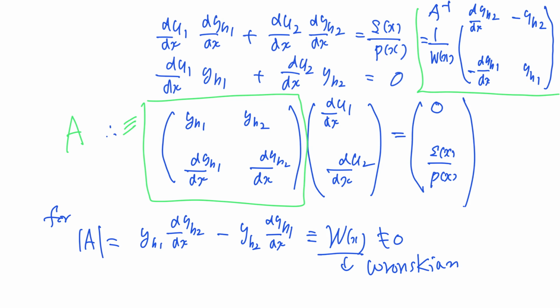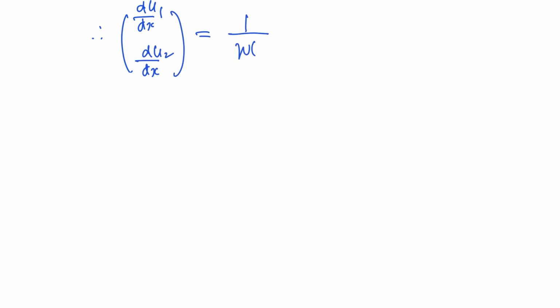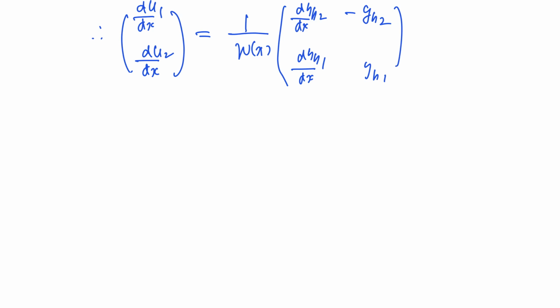Therefore, dx du1 dx du2 is Wronskian times dx dyh2 minus yh2 dx dyh1 yh1 and 0, Wronskian px over x. Oh no.